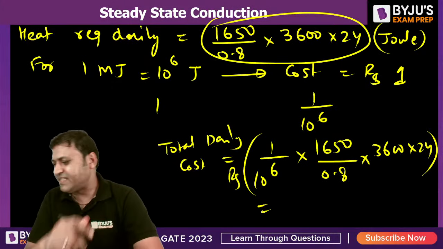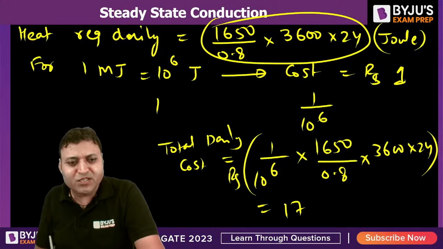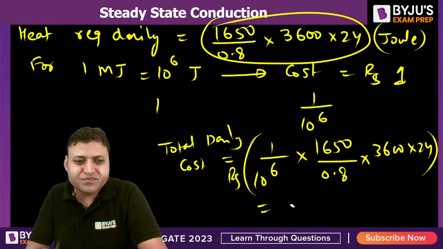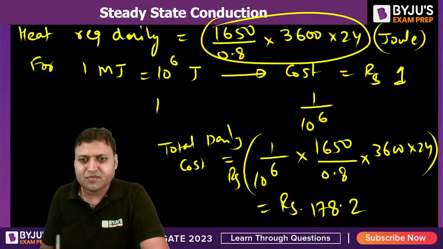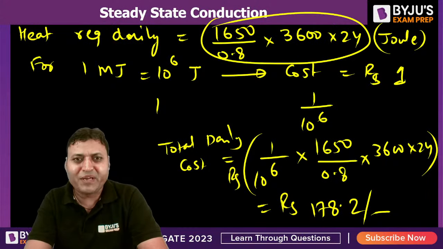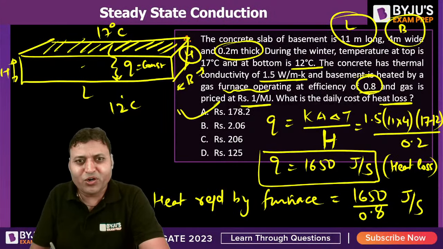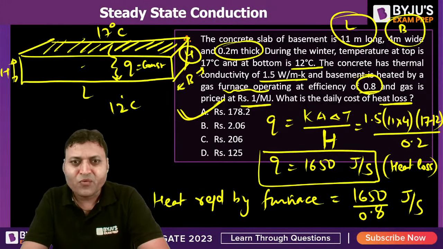What is the answer? Are you getting 178.2? Rupees 178.2. The total daily cost will be rupees 178.2. Option A will be the right answer. Yes, Rashad, 178.2. Sachin, well done. Bhavya, Vikas.